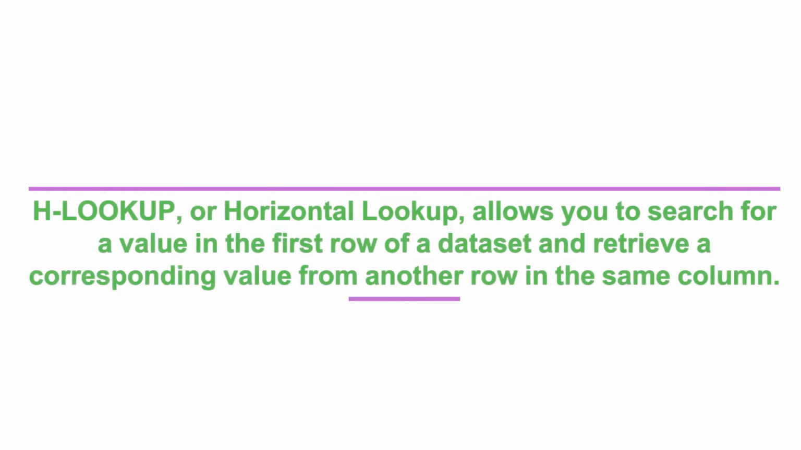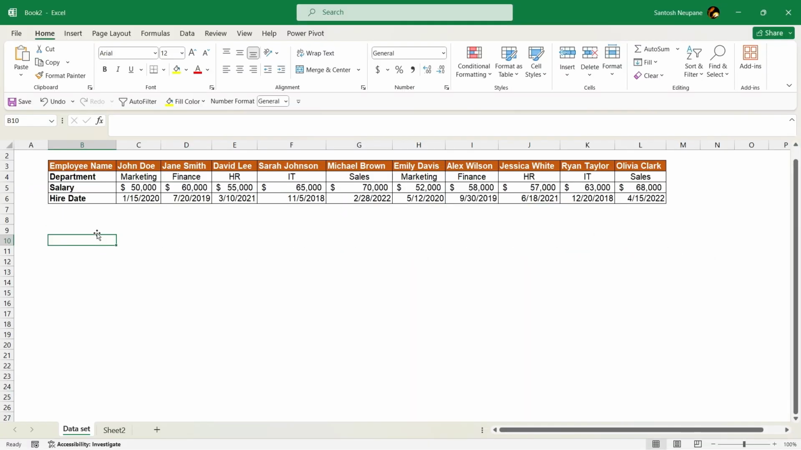HLOOKUP, or horizontal lookup, allows you to search for a value in the first row of a dataset and retrieve a corresponding value from another row in the same column. Today, we'll explore how to use HLOOKUP with a practical example. Here is the dataset with employee information. Each employee's name is listed in the first row, and their department, salary, and hire date follow in subsequent rows.